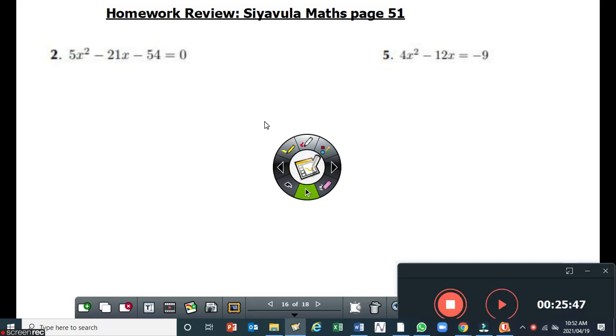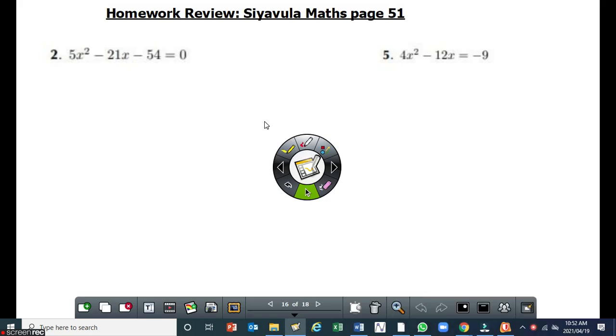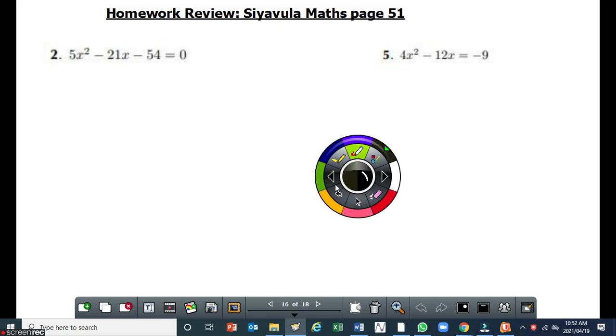Minus 21x minus 54. Alright, so this question, because we have got a trinomial, you look at the coefficient of x squared and the constant term. So you have 5 times minus 54, so that will give you negative 270, right? That's 54 times 5, that's 270, then negative 270.